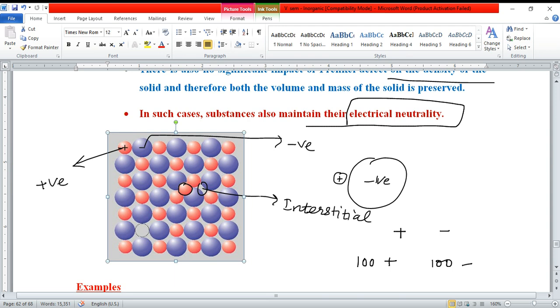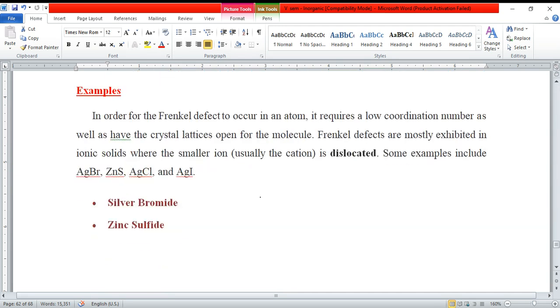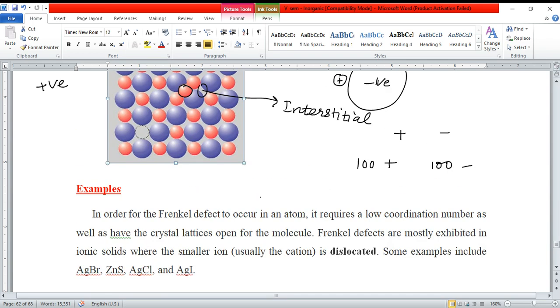Let us see finally some examples. Silver bromide and zinc sulfide are the best examples of the Frenkel defect.